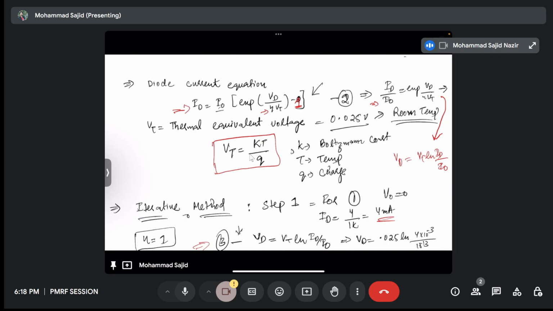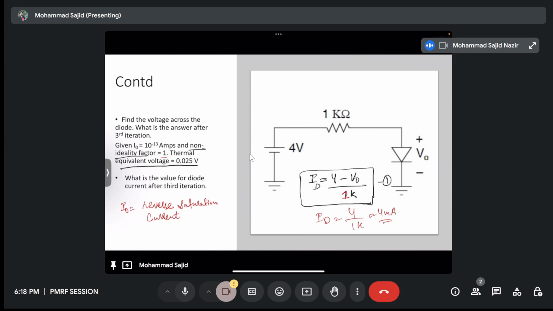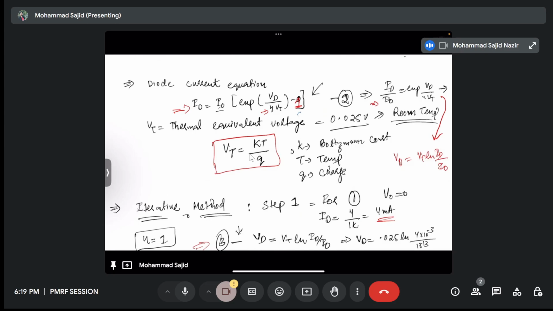Okay, so this is important, how to solve these types of problems. So you have voltage V naught across the diode, right? So the total current flowing is 4 minus V naught by 1K. And this is my diode current equation: ID is equal to I naught exponential of VD by eta VT minus 1. And if I consider that the diode is on, I can ignore the minus 1. So I can write ID by I naught as exponential of VD by eta VT.